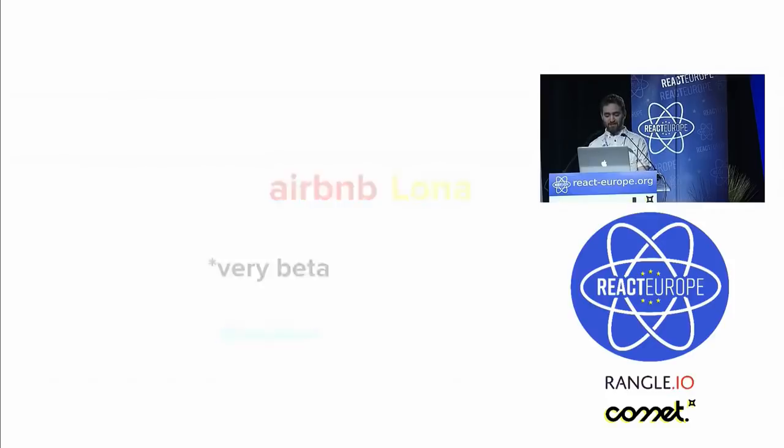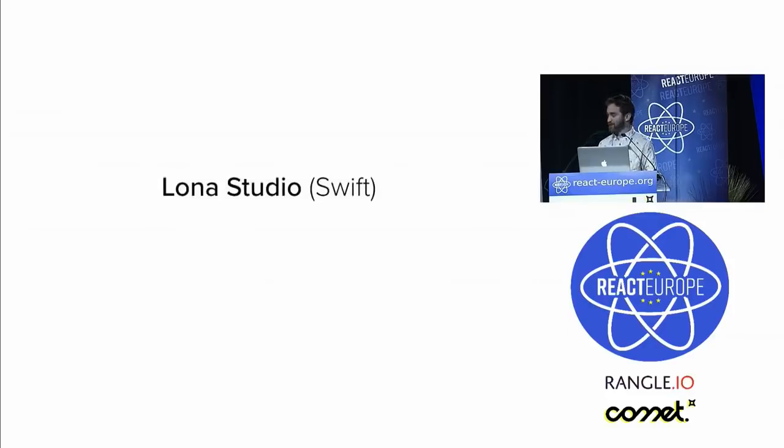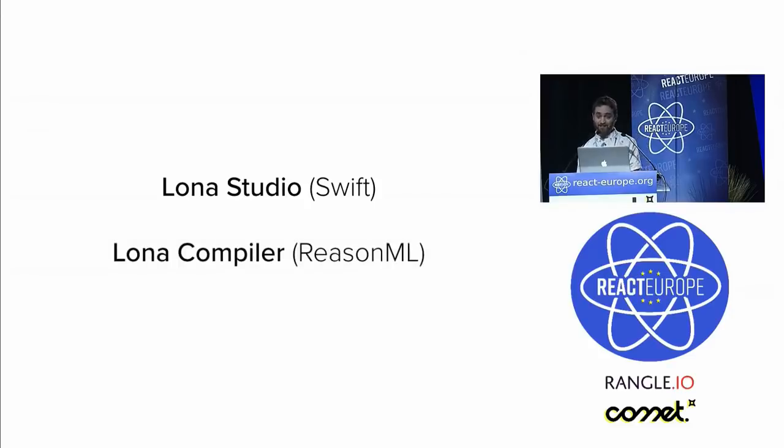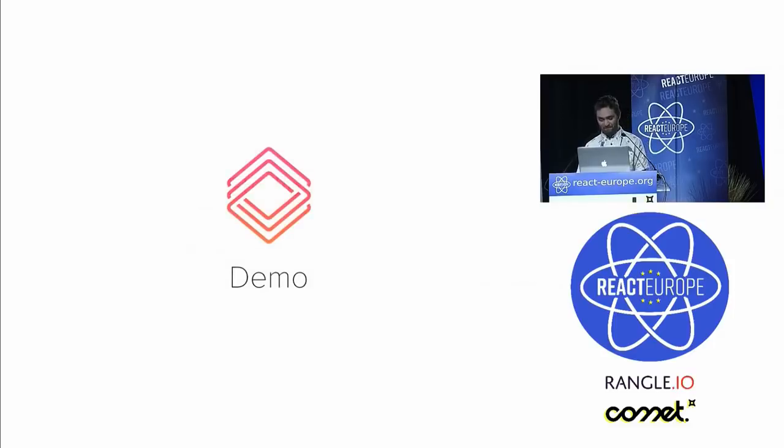So this comes in two parts. There's Lona Studio, which is written in Swift, which is a Mac app, and that's because all Airbnb designers and engineers have Macs. And I'd never written Swift before, so yeah. And then there's the Lona compiler, which takes the .component format that is output by Lona Studio and turns it into a different platform implementation. I'd also never written ReasonML before. Let's jump into the demo.